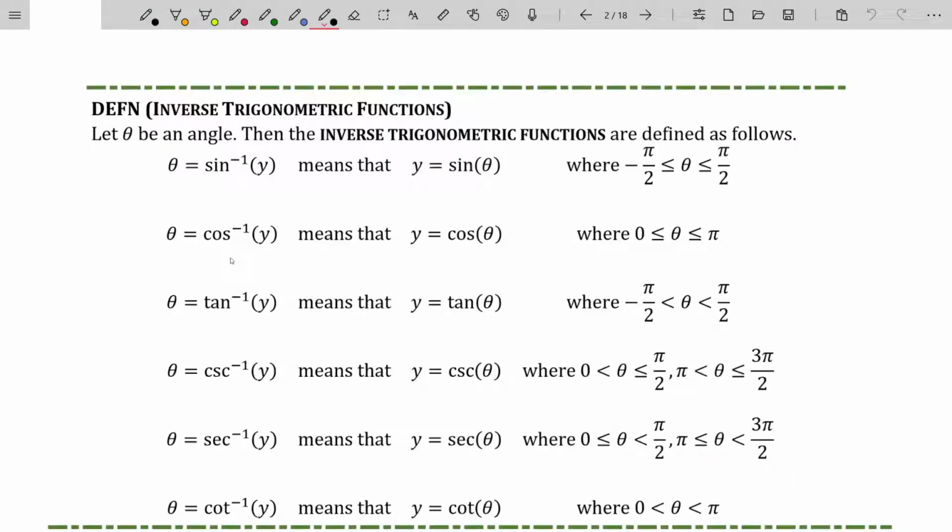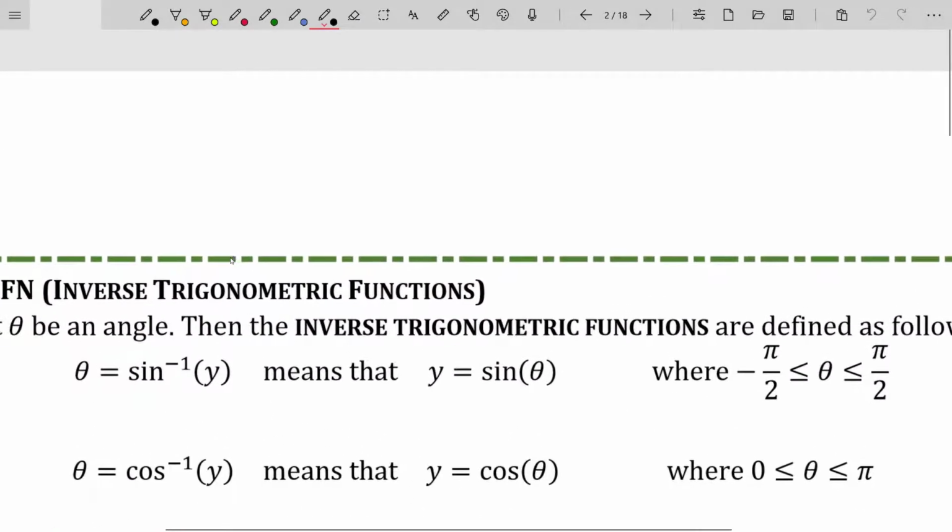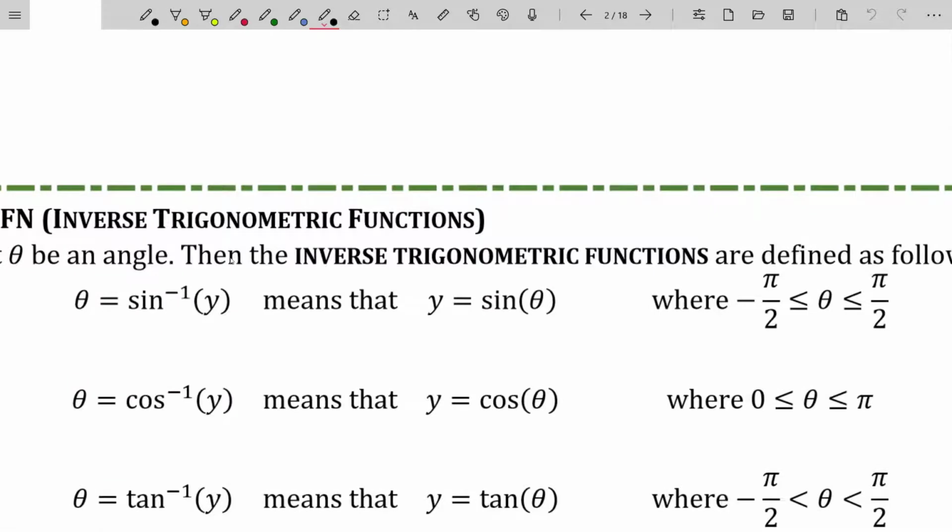So the definition of inverse trigonometric functions: let theta be an angle. Then the inverse trigonometric functions are defined as follows. Theta equals sine inverse, which is how you would say it, just like you would say f inverse. Theta, which is equal to sine inverse of y, means that y is equal to sine of theta.